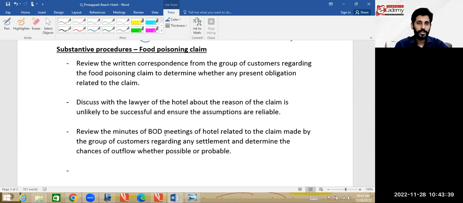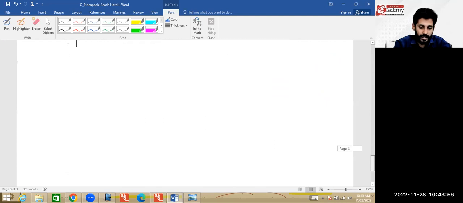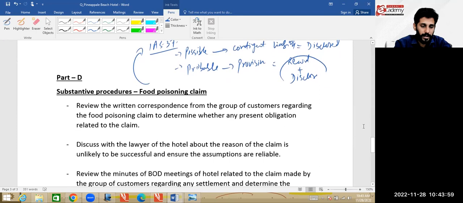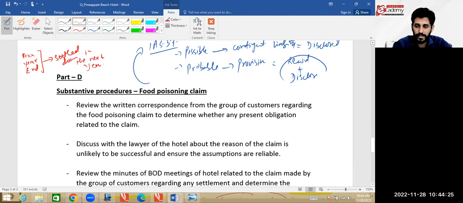Okay. Now, one thing is that I will have to write over here so that you people will be able to better understand this. The point is, when something happened at the year end, when any figure is reported at YE, year end, okay? When any figure is reported at year end, it will be settled down in the next year. Obviously, it will be settled down in the next year.